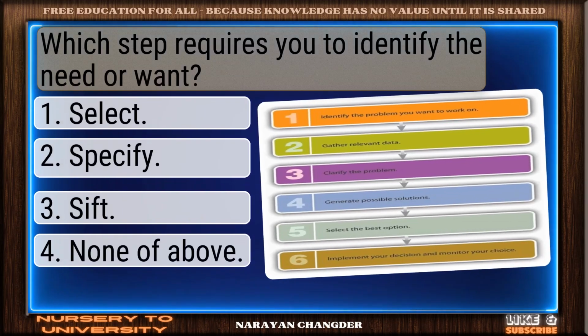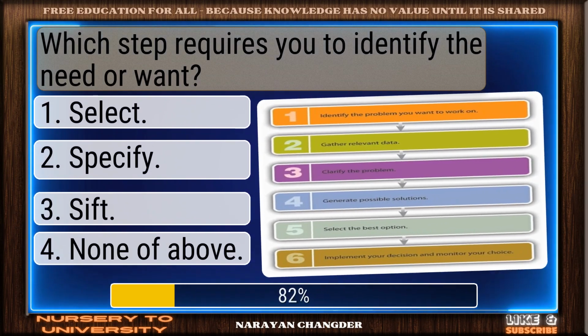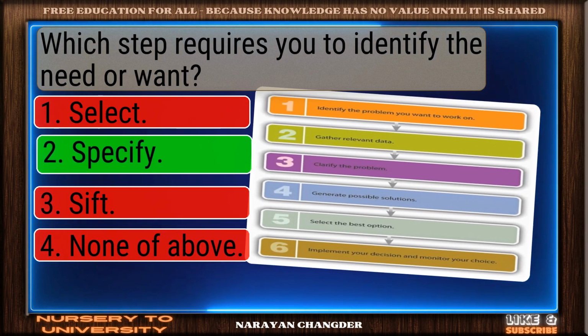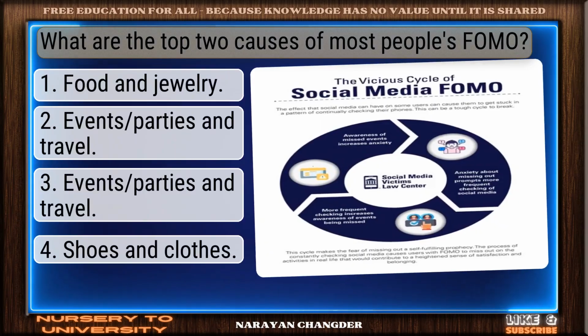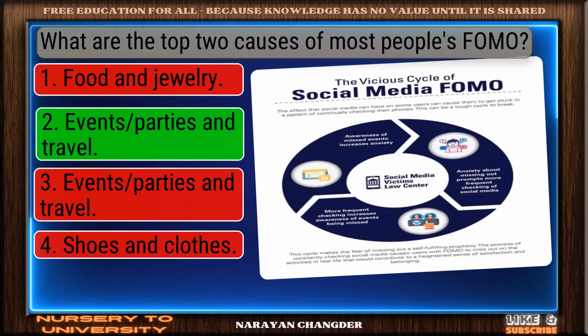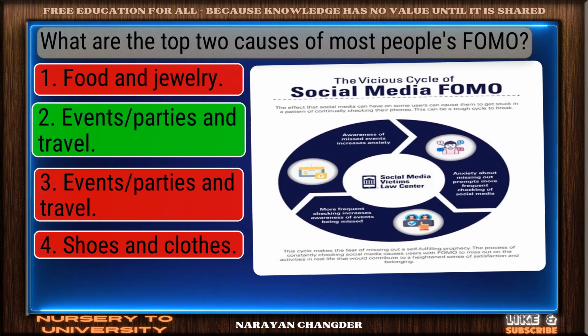Which step requires you to identify the need or want? Great job. Specify is the accurate answer. What are the top 2 causes of most people's FOMO? Strong choice. Events, parties, and travel is the right answer.